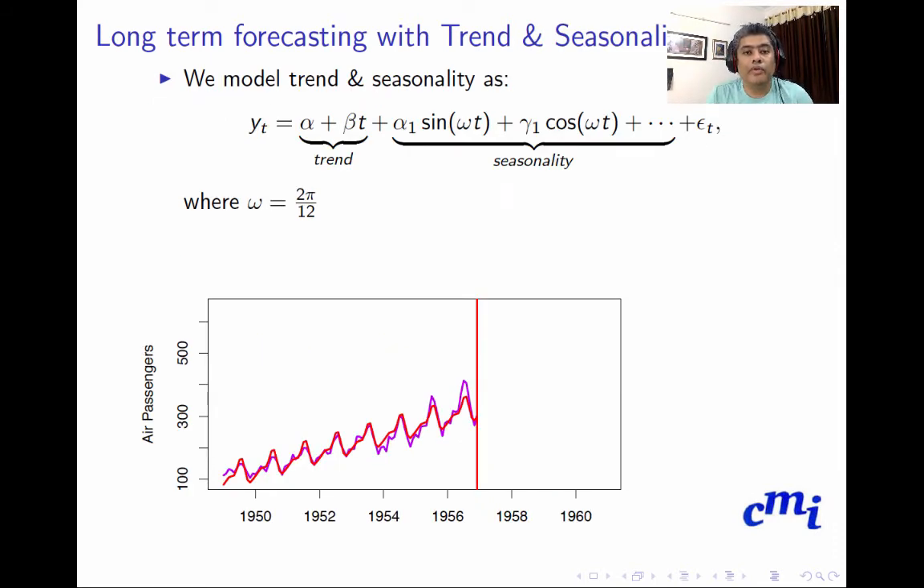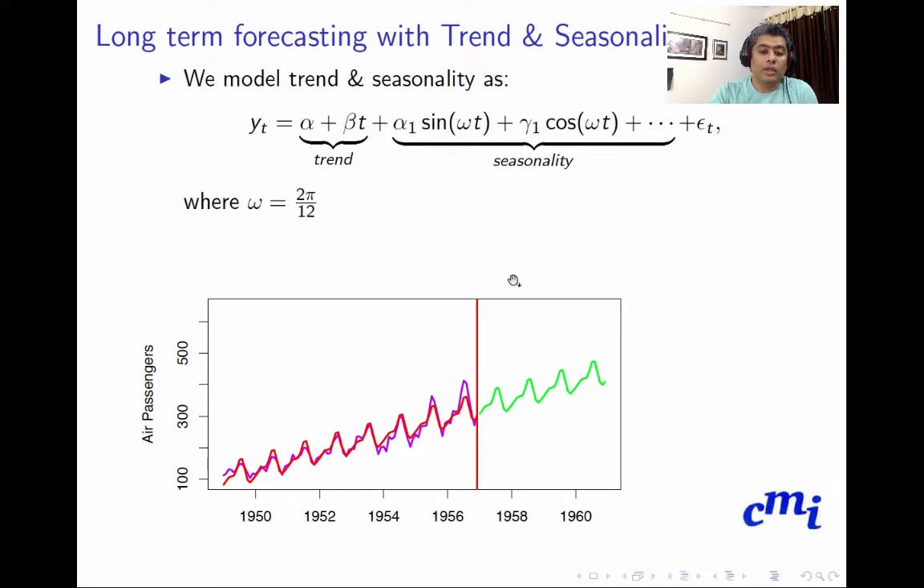Now I'm going to fit the model with both the trend and the seasonality. So alpha plus beta t is going to model the trend, and alpha 1 times sine omega t plus gamma 1 times cos omega t plus alpha 2 times sine 2 omega t plus gamma 2 times cos 2 omega t are all going to model my seasonality, and omega is 2 pi by 12. So I know all these Fourier transforms, or engineered features, or Fourier features.